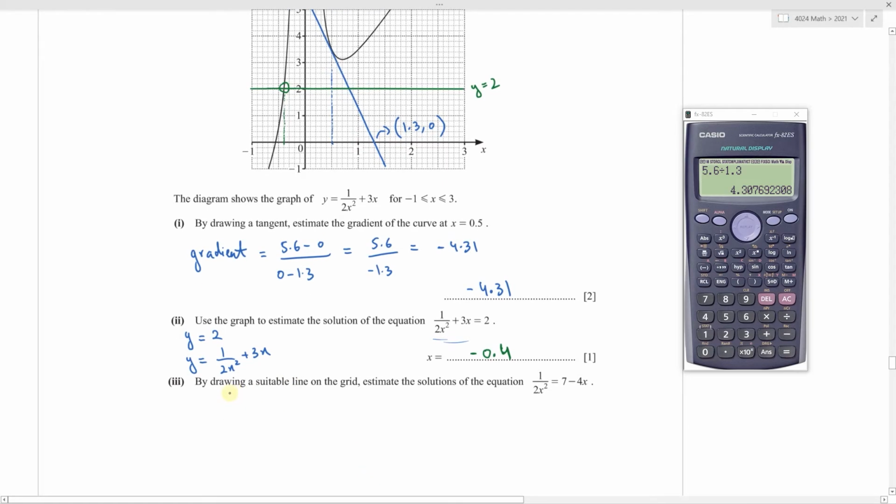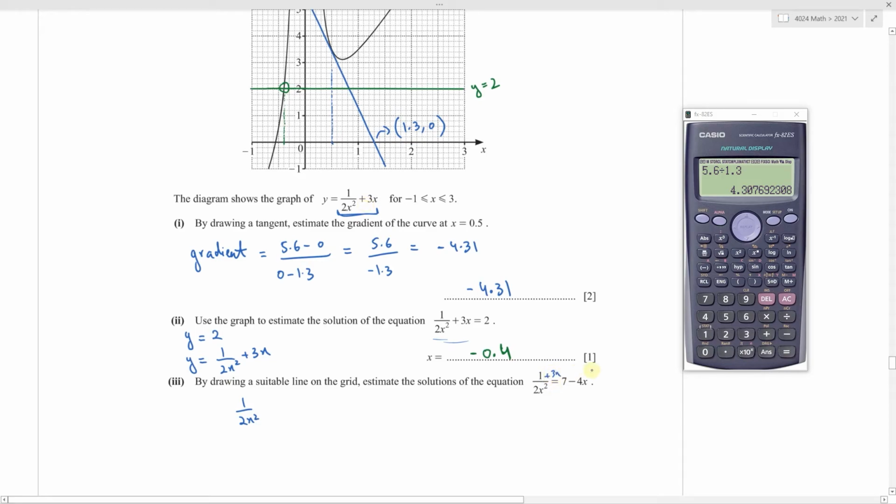The next part is, by drawing a suitable line on the grid, estimate the solutions of the equation 1 over 2 x squared equals 7 minus 4x. This also looks similar to this, but not exactly the same. So we will try to make one side of this equation exactly this, and the other side will be the other equation. So let's first convert one side of this equation to be exactly the same as this. You already have 1 over 2 x squared on this side. Let's bring this 4x here as well.